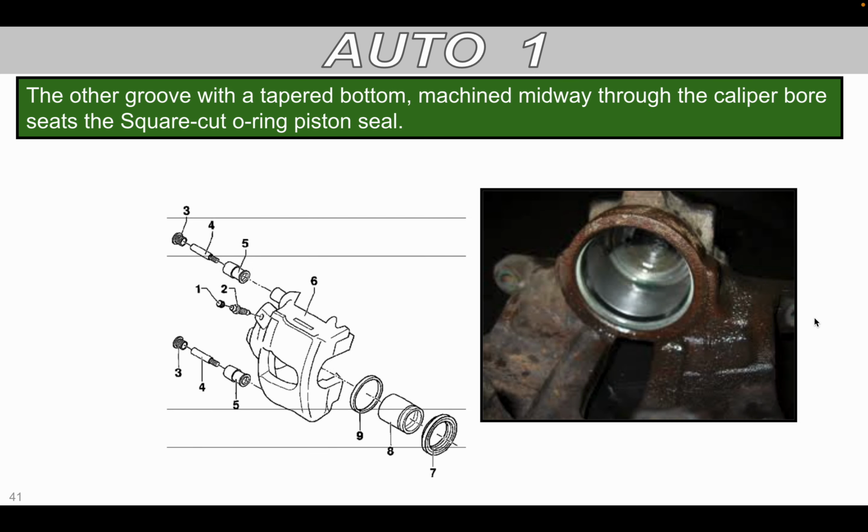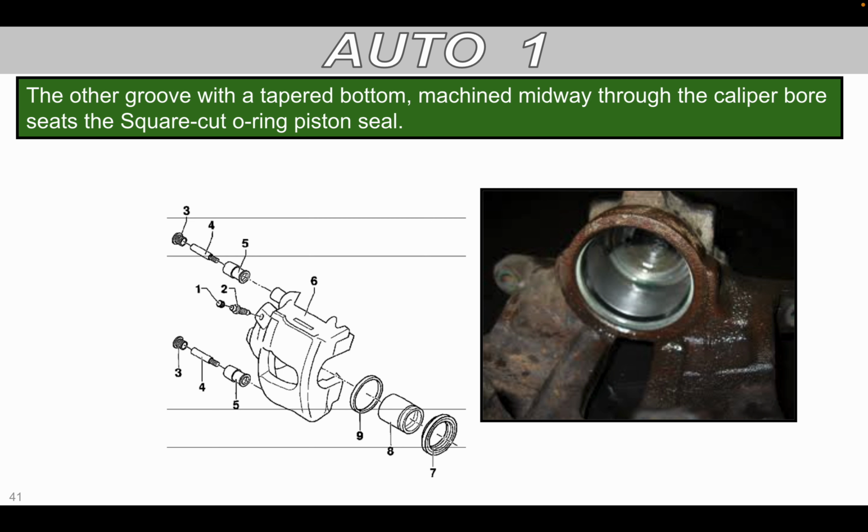Okay, the other groove, because we have a second groove inside my caliper. What is that there for? An O-ring. Okay, machined midway through the caliper bore. This is to allow the square cut O-ring piston seal to be installed on the inside of my caliper.